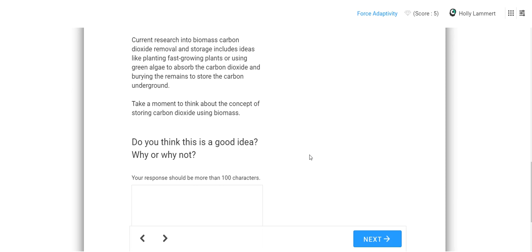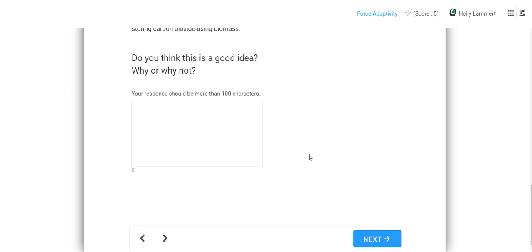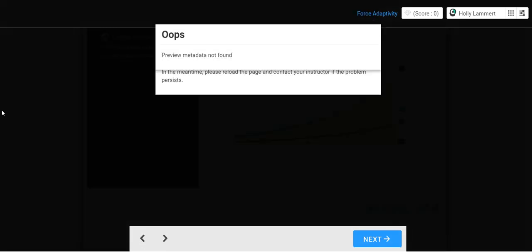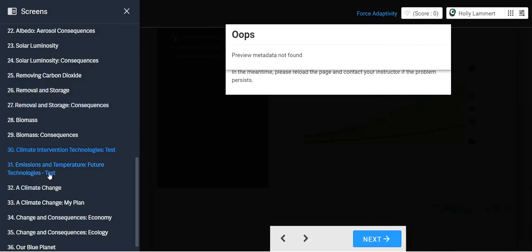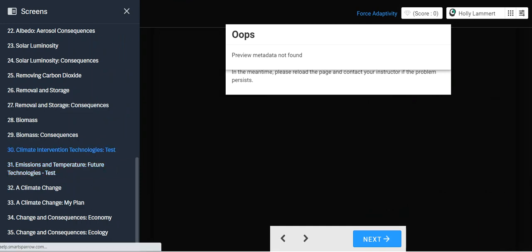Take a minute to think about the concept of storing carbon dioxide using biomass. Do you think this is a good idea? Why or why not? Okay, go ahead and enter your, let's see here, we're coming up on it.